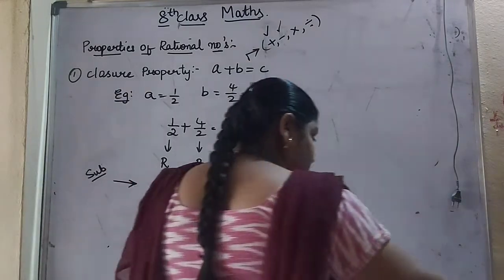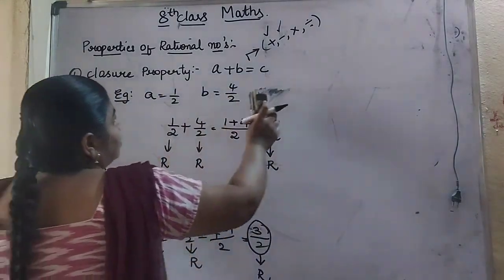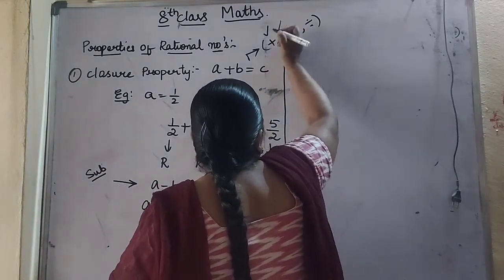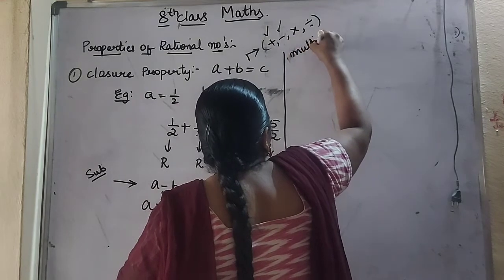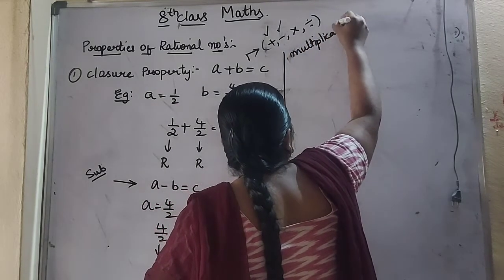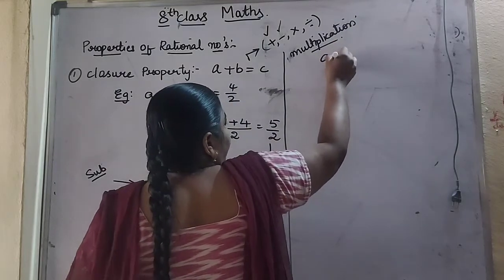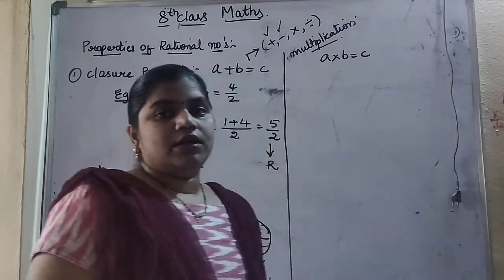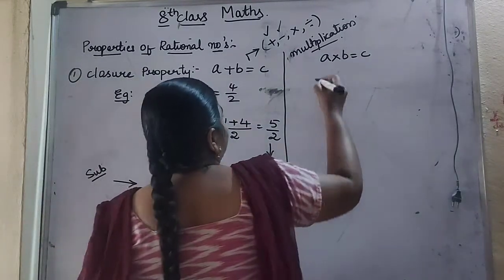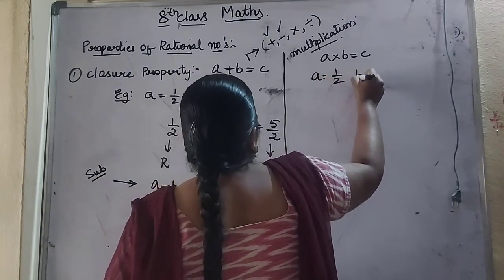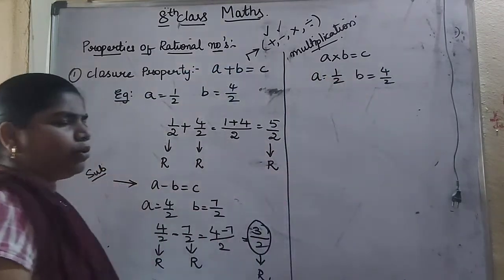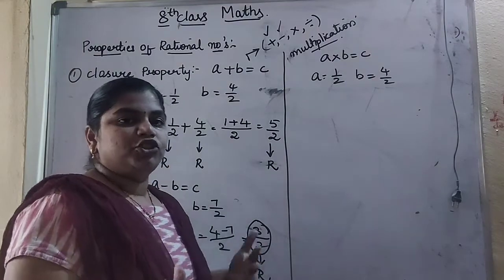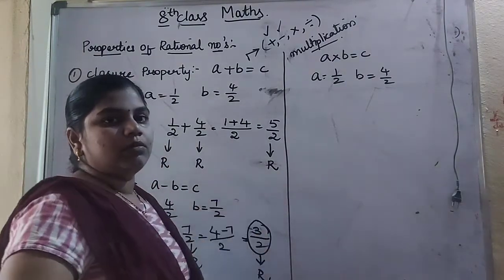Next we will check multiplication. Under multiplication, we will see whether it is satisfied or not. What is the general form? A into B should be equal to C. So if you multiply any two rational numbers, the result should again be a rational number. Here I am taking the A value again as 1 by 2 and the B value as 4 by 2. You can take any rational numbers, not only 1 by 2 and 4 by 2. The denominator value can also be changed. You can take unlike rational numbers also.